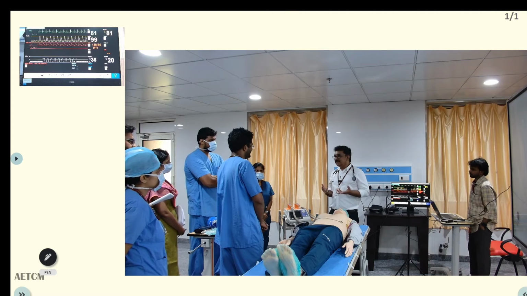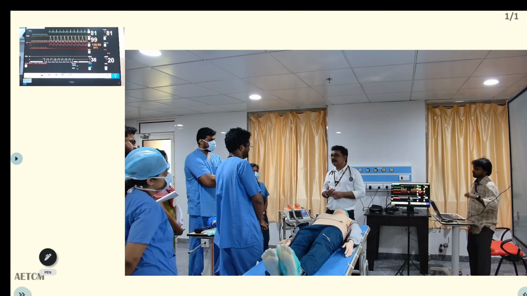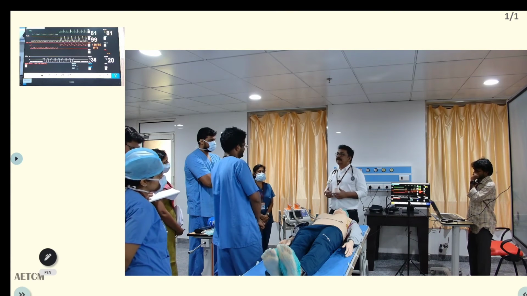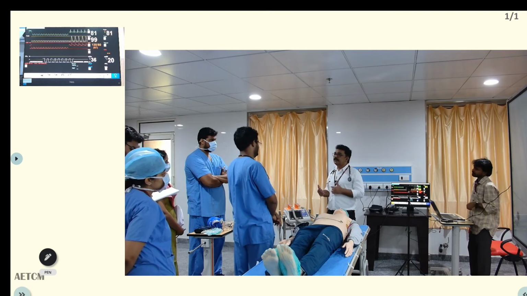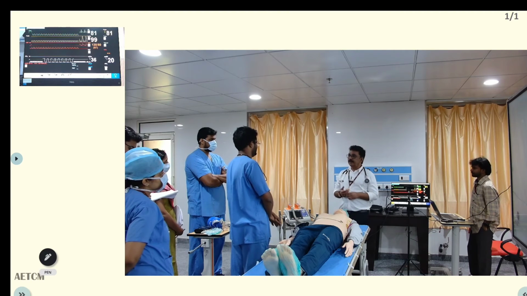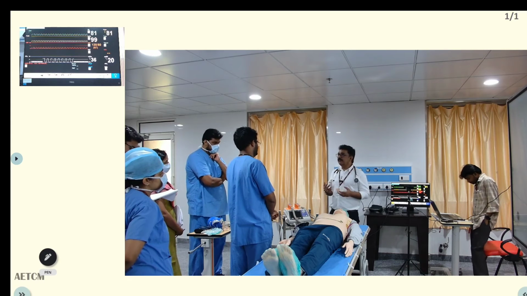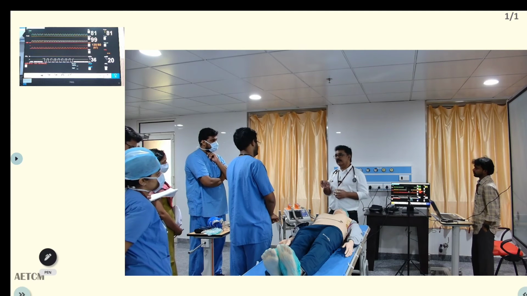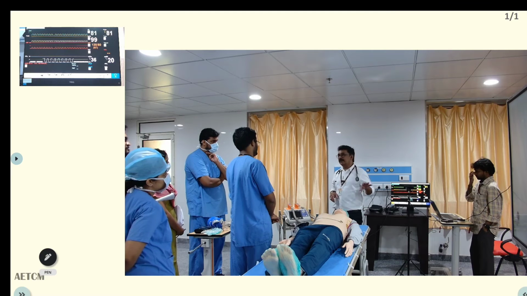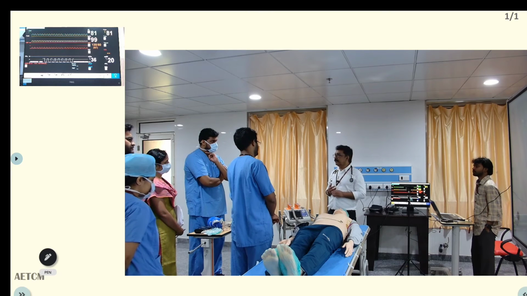Yes. In SVT, there is no guideline to continue heparin or warfarin. Whereas in atrial fibrillation, as long as you have atrial fibrillation, even if it is rate controlled, you have to continue warfarin or heparin. Why are warfarin or heparin continued in atrial fibrillation? Why is it not continued in supraventricular tachycardia?